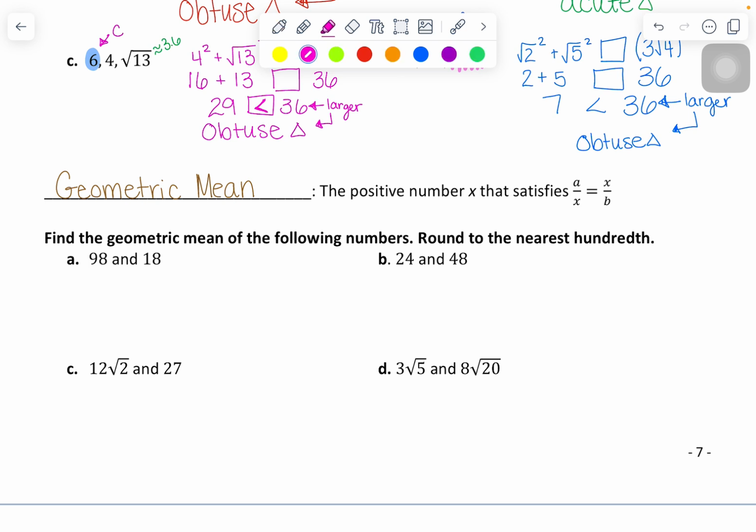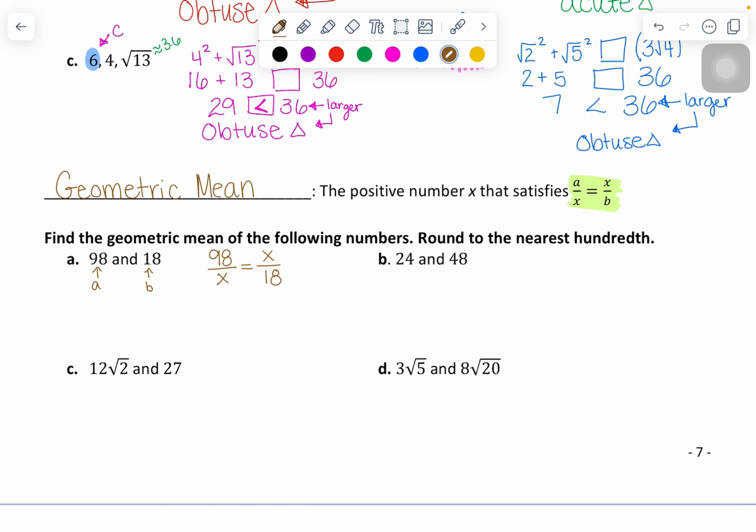this formula here is just giving you a structure of where to put your numbers. You're solving for x, and a and b are the two numbers it gives you. Doesn't matter which one's a, doesn't matter which one's b. I like to call the first one a, I like to call the second one b. And we're solving the equation 98 over x equals x over 18.